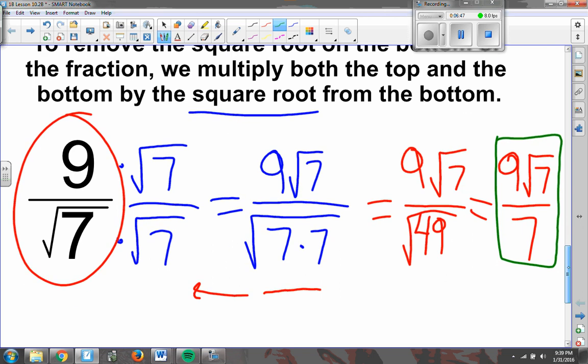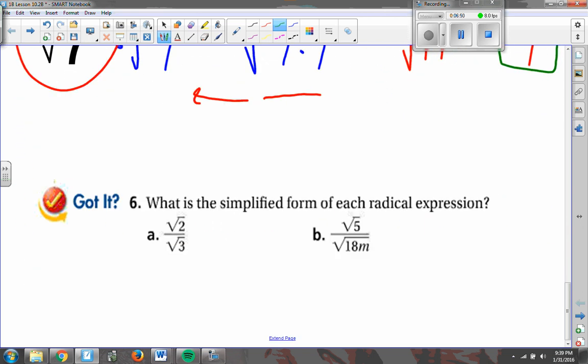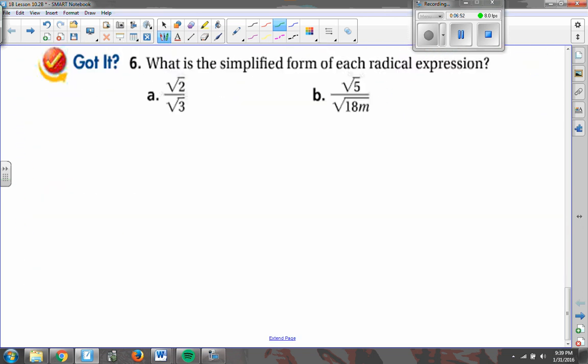Okay? Now, I would like you to try these two problems, A and B. Really all I'm asking you to do here is rationalize the denominator, meaning get rid of that square root on the bottom of the fraction by multiplying top and bottom by exactly the same thing. But I want you to notice over here, 18 can be simplified as a number when we get there. Okay? So pause the video, take a look at these problems. You should absolutely be able to do letter A. We'll see about letter B.